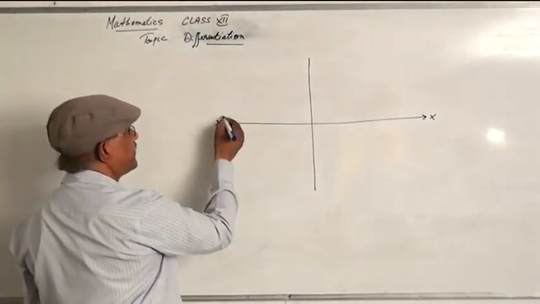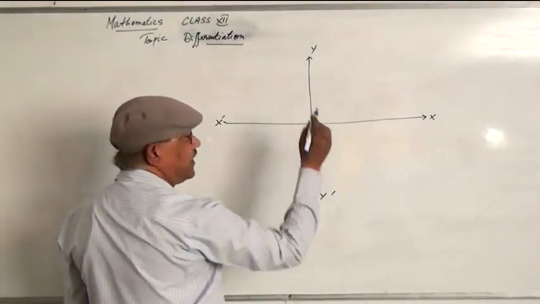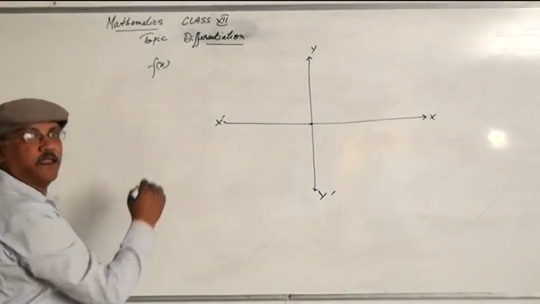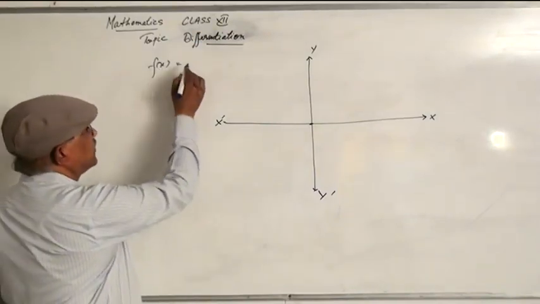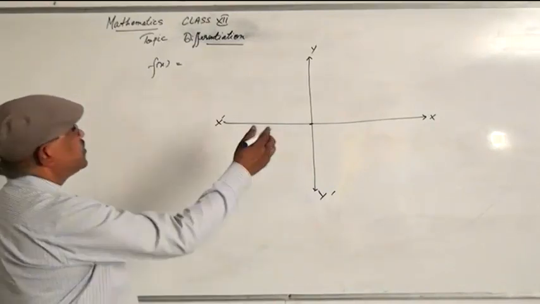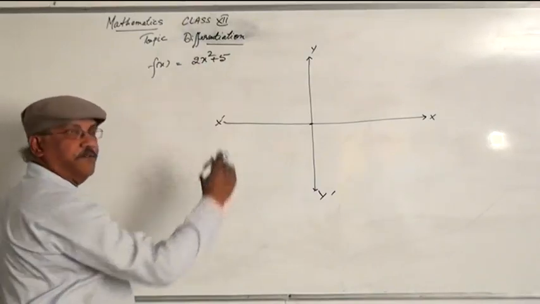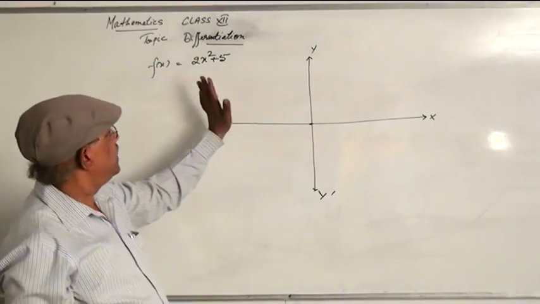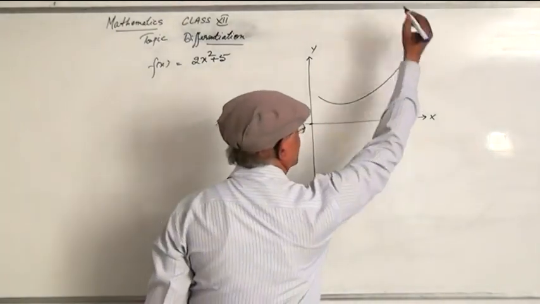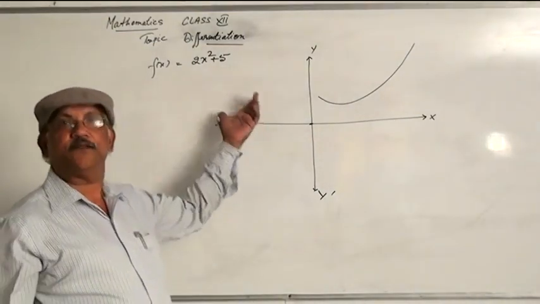two axes, x-axis and y-axis. Suppose we have any function f(x), whatever type of function, it may be linear, cubic, or quadratic. I'm going to start with, suppose, 2x square plus 5. This is the function, and if we want to draw the graph for this function, it will be something like this. Now the question is how to calculate the differentiation of this function.